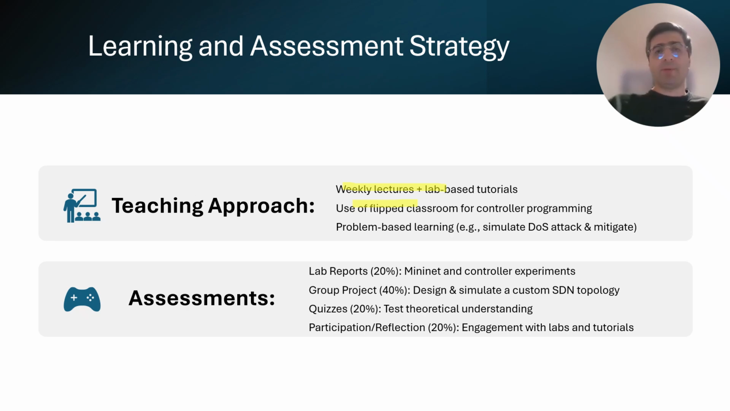Assessments are designed to be both rigorous and engaging. We have lab reports, which assess technical skills and analytical thinking. We have a group project, which asks students to design and evaluate their own SDN architecture. This fosters collaboration and problem solving. And then we have quizzes, which ensure foundational knowledge is retained. And we have participation and reflection. These are activities that encourage students to think critically about what they have learned and how to apply it.